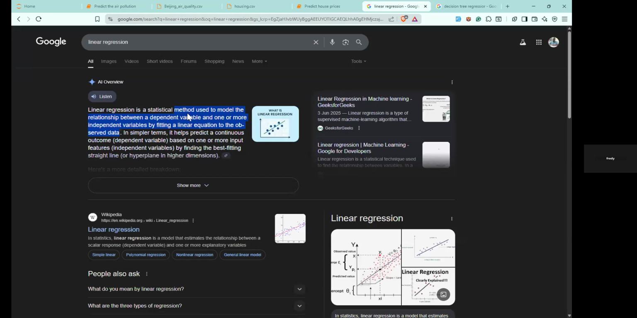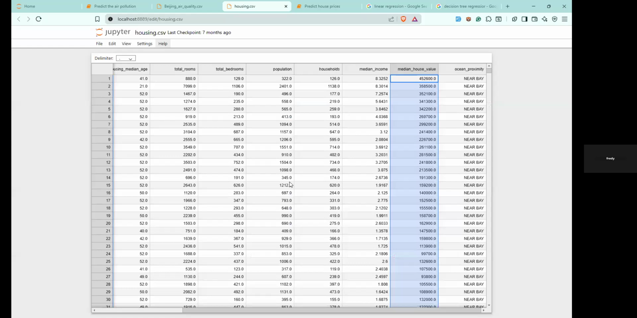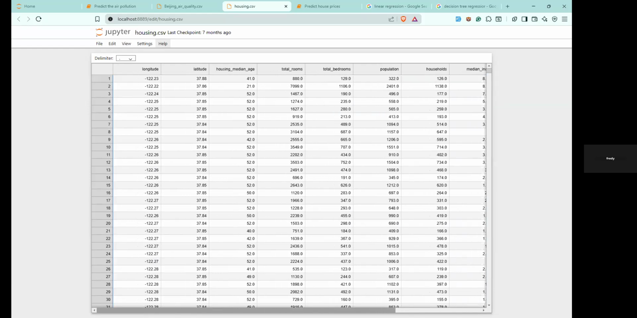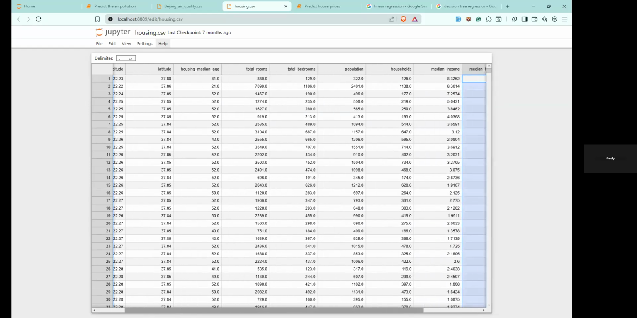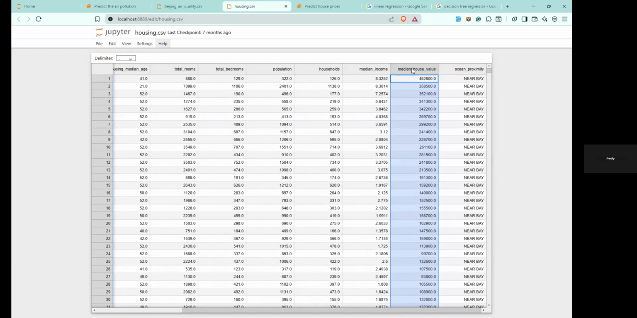Linear regression, just the definition from Google, is a model that checks the relationship between a dependent variable and one or more independent variables by fitting a linear equation across the observed data. So how does the weight come? We have several columns inside this data set called housing, and we have one column which is the target column.